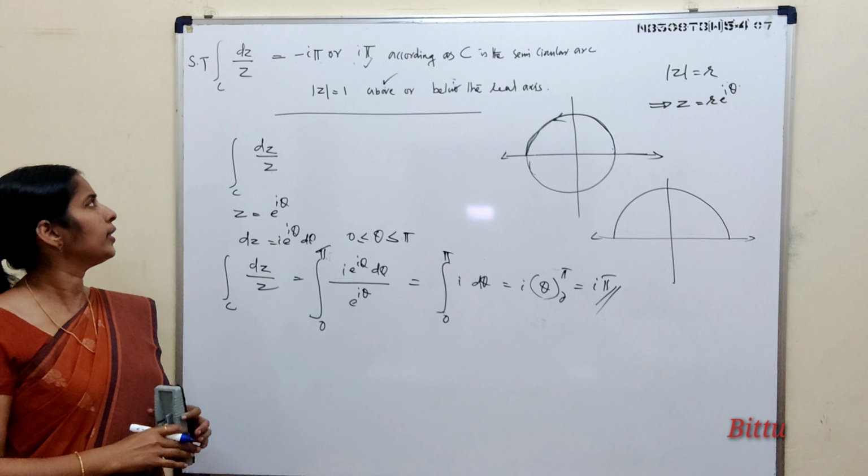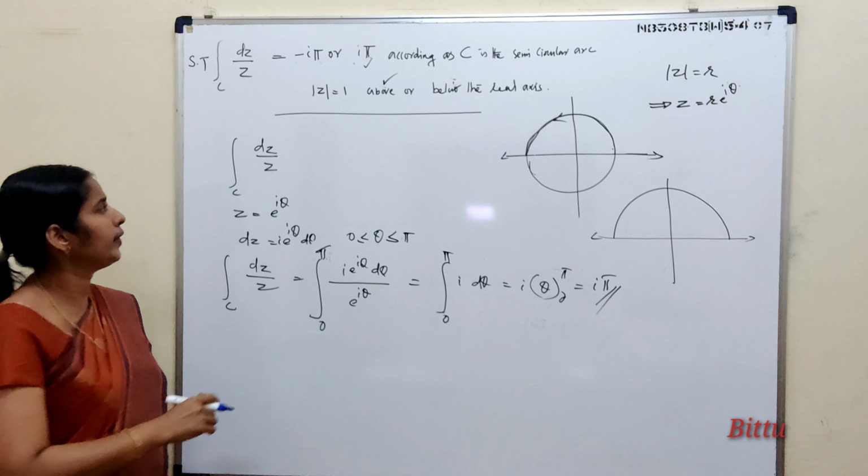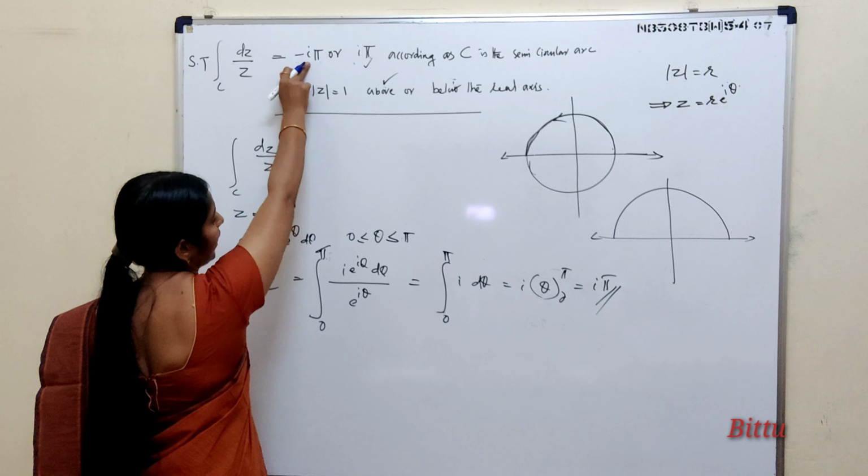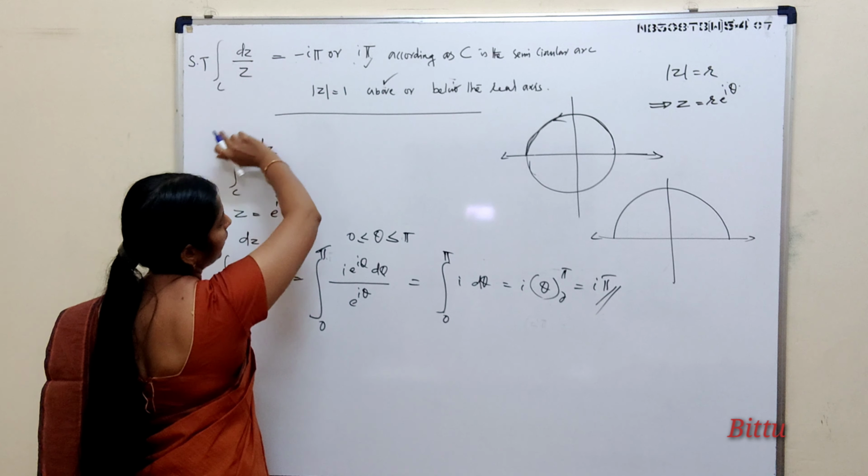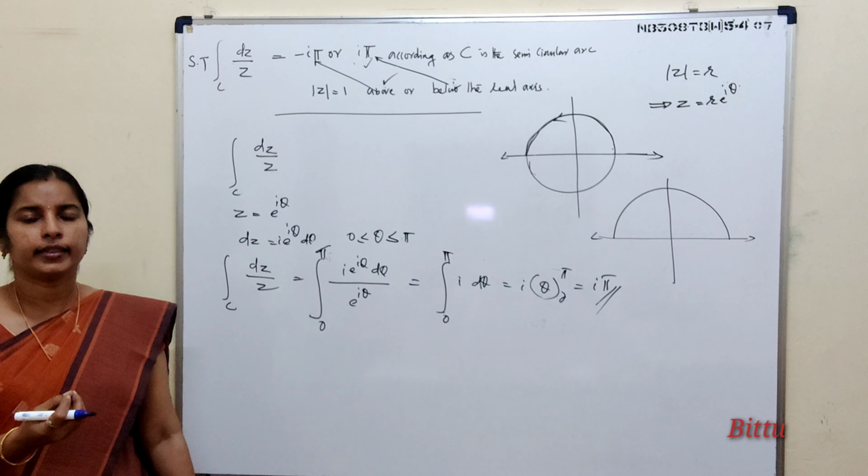See here the question is show that. Show that the answer is minus i pi for above the real axis. So for above the real axis we have to prove the answer is minus i pi, and for below the real axis we have to prove it is i pi. Here we got the answer as i pi. There is a small sign difference.